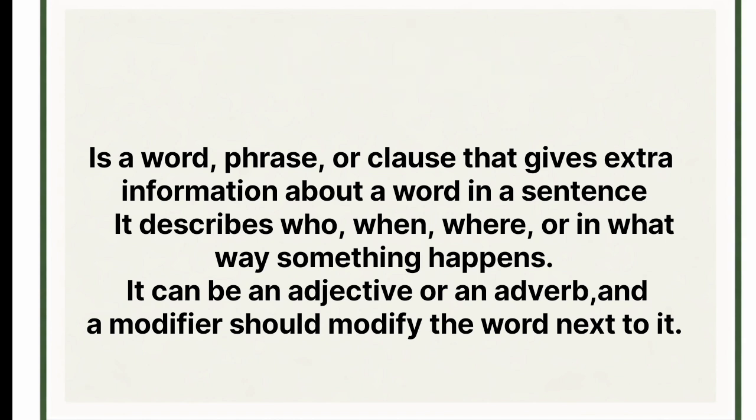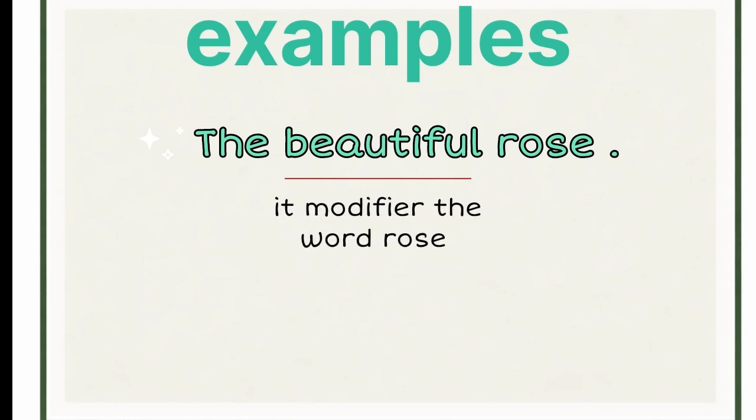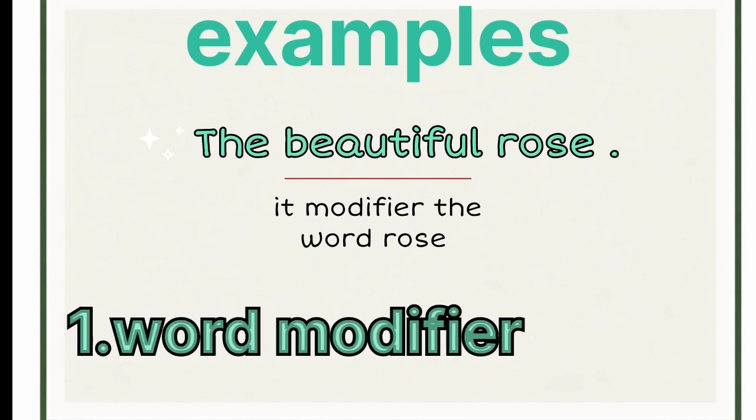Let's take an example. The beautiful rose. Here, where is the modifier? It is the word beautiful. It modifies what? It modifies the word rose. So beautiful modifies the word rose, and it is in the form of a word. Let's take the next example.